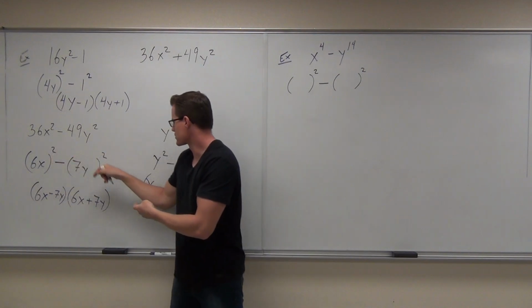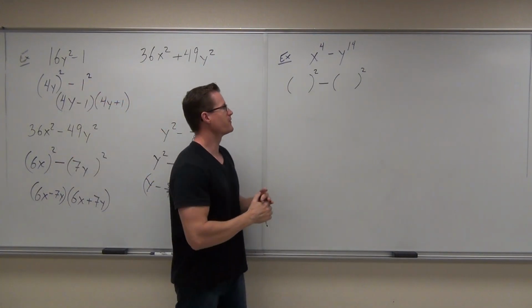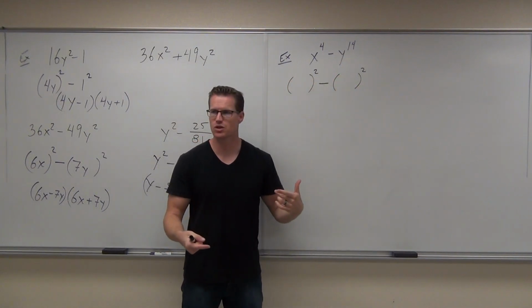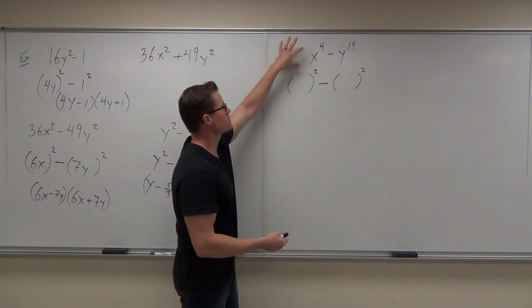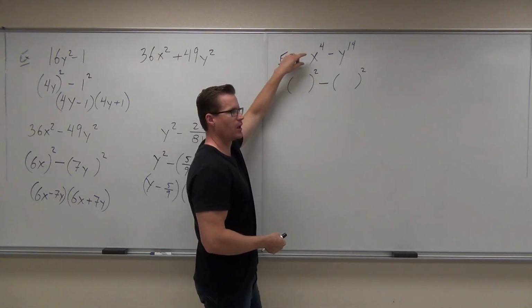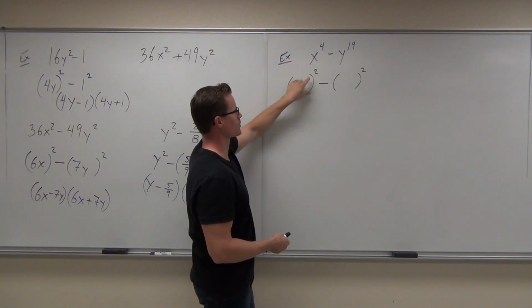It's something squared minus something squared. Something squared minus something squared. Something squared minus something squared. Here, if I can write this as something squared minus something squared, I can still do it. So the idea is change this expression so that this is a quantity being squared. How can I get x to the fourth by putting it as something squared? What has to go here?